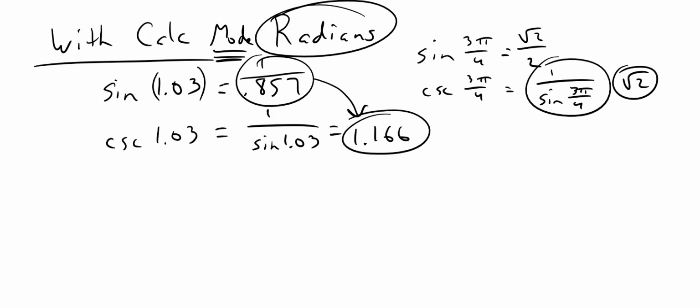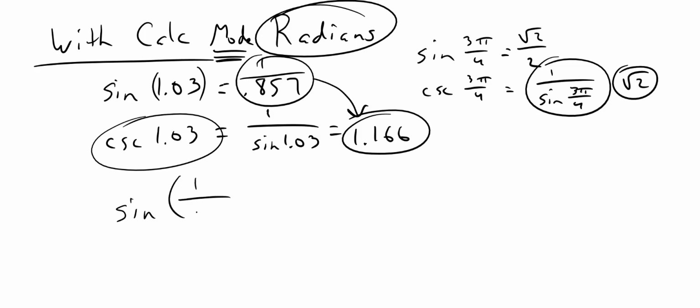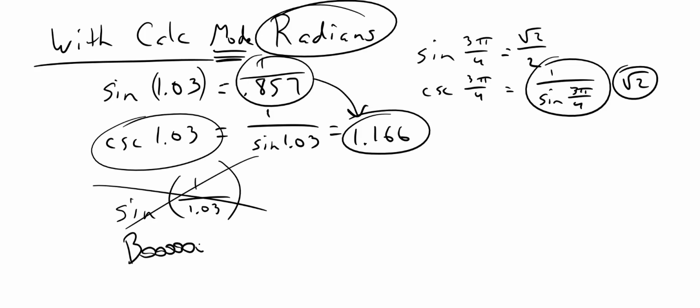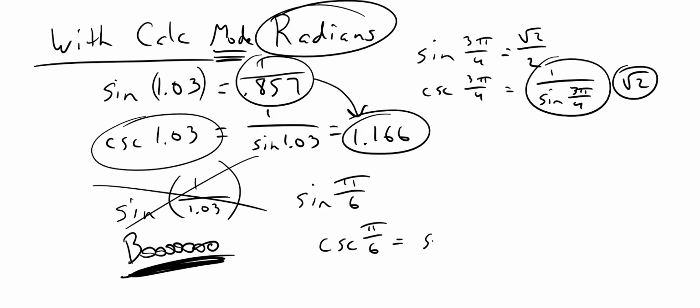All right, now I'm going to show you what not to do. This is a really, really bad thing. If I ask you to do this, sine of 1 over 1.03, this is a horrible thing to do. Boo, boo. Okay, do not do that. That's terrible, because that's like saying, hey, what's the sine of pi over 6? And, oh, okay, cosecant of pi over 6 is the sine of 6 over pi.